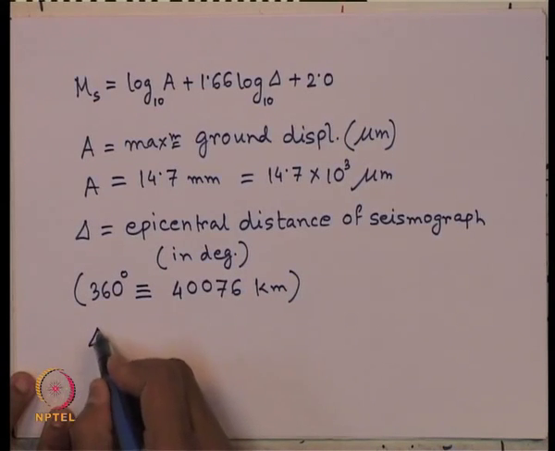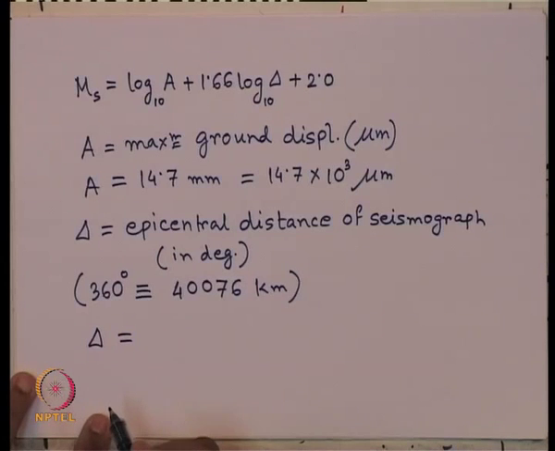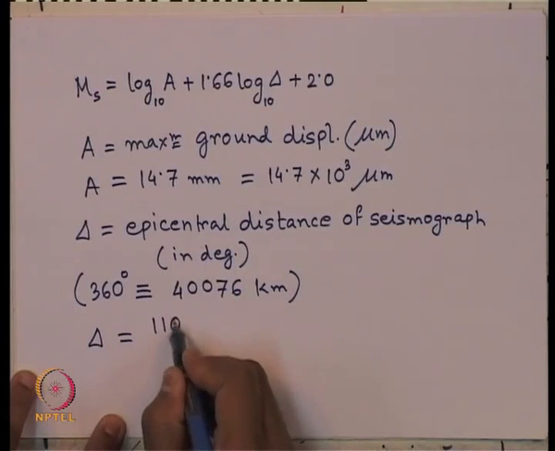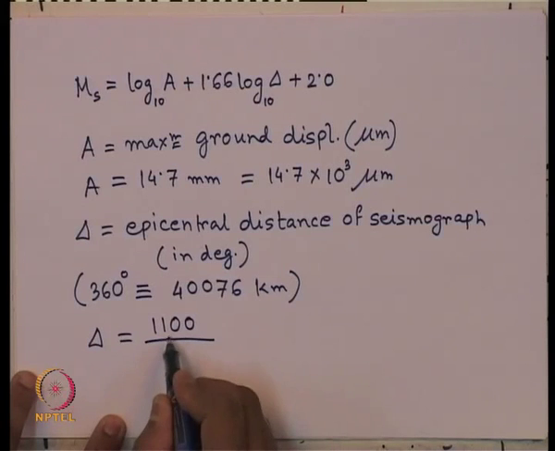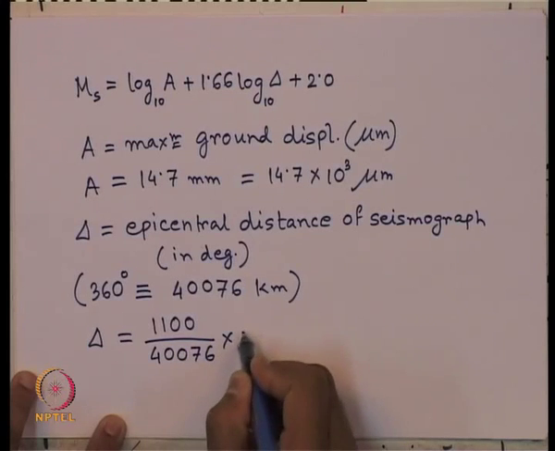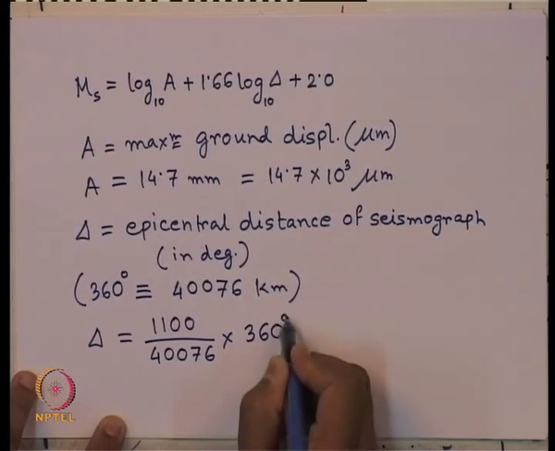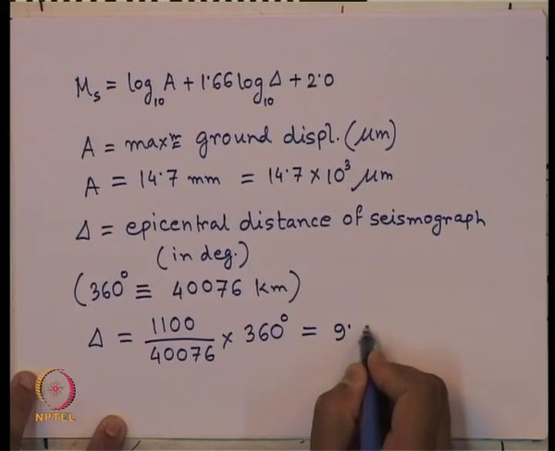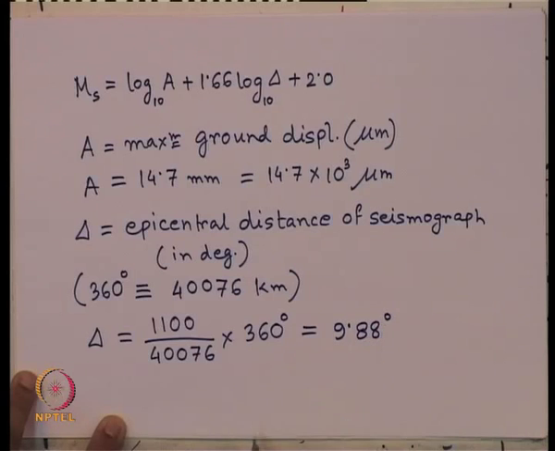Now, delta will be, for our given case, what is the distance given? It is 1100 kilometer. So, we need to find out how many degrees that kilometer is equivalent to. So, this into 360 degree. It is coming to about 9.88 degree. So, that should be in degree unit. We have converted it into degree unit.